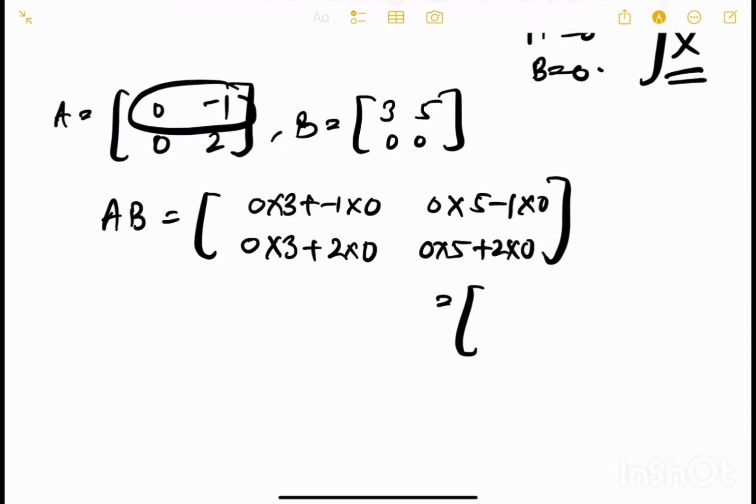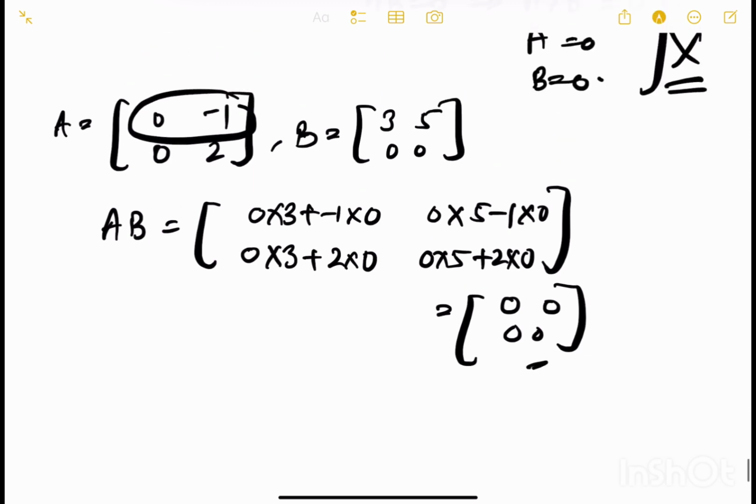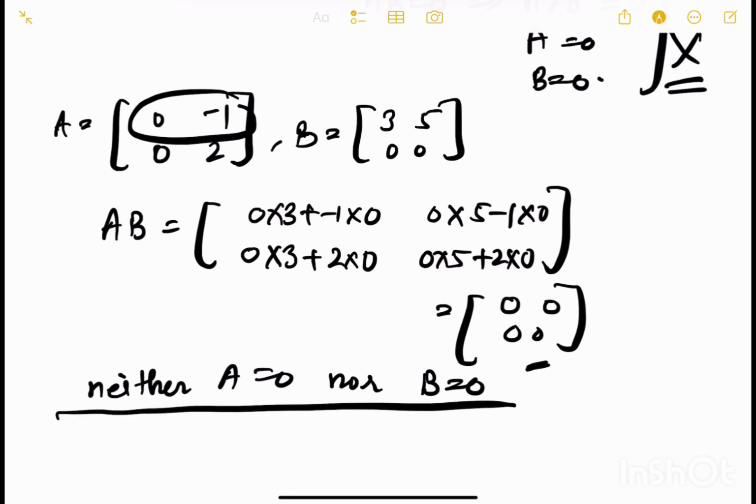Now what this value is, it will come out to be 0, 0, isn't it? Now the product is 0, but neither A is 0 nor my B is 0. So just keep in mind that if the product is 0, it does not mean that my matrices have to be 0. Now let us just come and discuss one last question based on my product of matrices. Then we will just end this session.